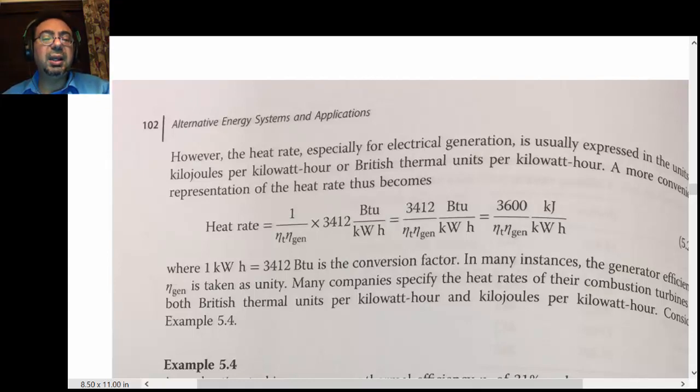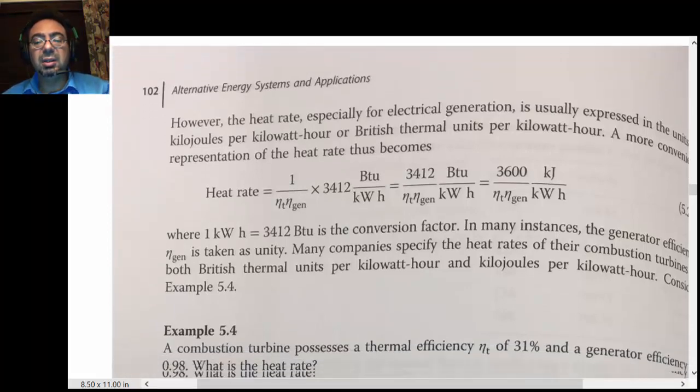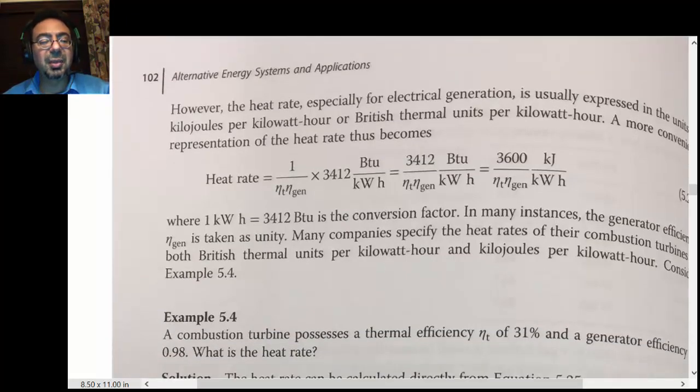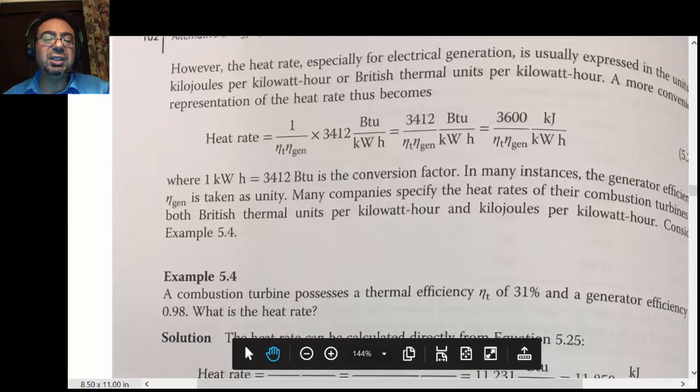He's also saying that the plant is not just the turbine, the plant also has the generator. So if you want to calculate the heat rate for the whole plant, you better use not just eta thermal but multiply it also by the generator efficiency, which usually is pretty high. So I guess they are doing a better job in electrical engineering. I mean, look at the generator efficiency 98, and thermal efficiency 31%. So we look really bad next to electrical engineering.